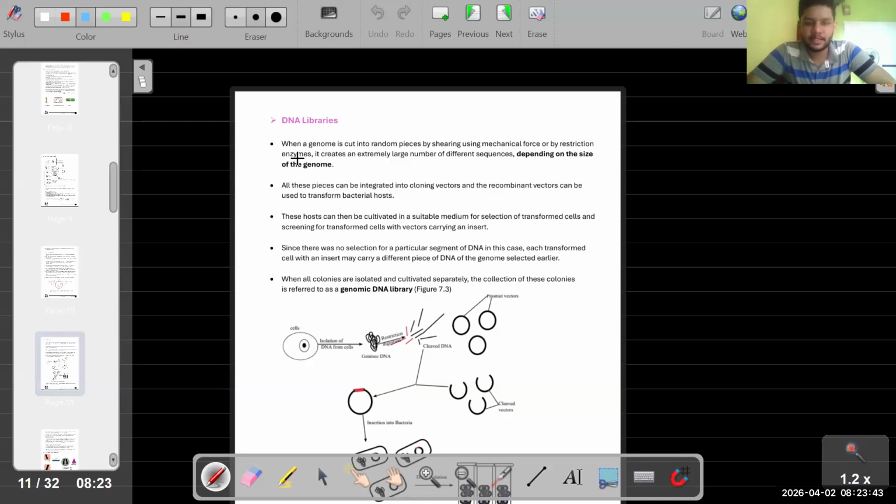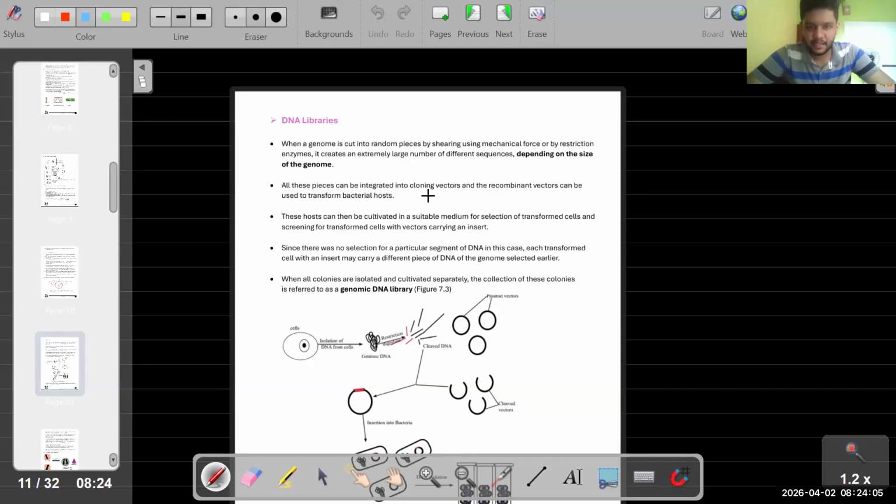Now, okay, collection of genes, right? All these pieces can be integrated into cloning vectors, and recombinants can be used to transform bacteria. Now, with me, you take the tute. If you have the printed copy of the tute, just keep it and read it with me. Or if you have the PDF form, I have shared it on the screen. So just read with me, right?